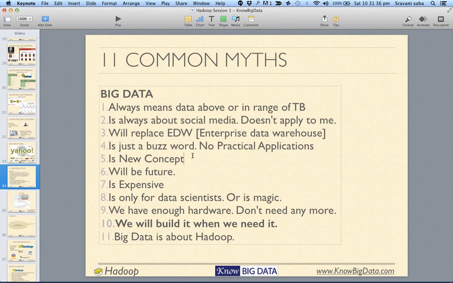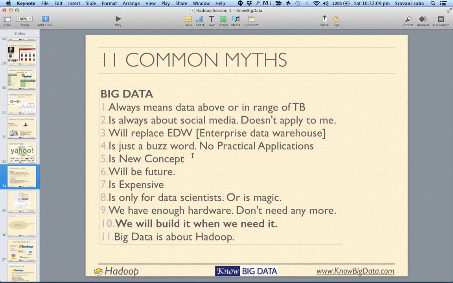Now, "is it only for data scientists, or is it magic?" No, data scientists do make some algorithms. Like in the case of Mahout, the actual algorithm would be written by some data scientist, but 99% of the work goes into churning, cleaning up, executing and figuring out which algorithm to use. Okay, so it's no longer magic.